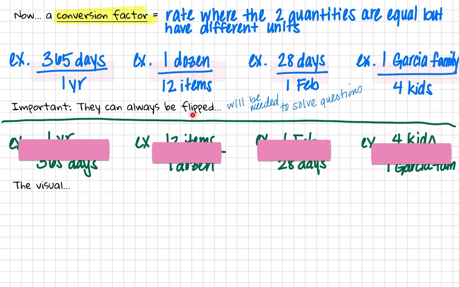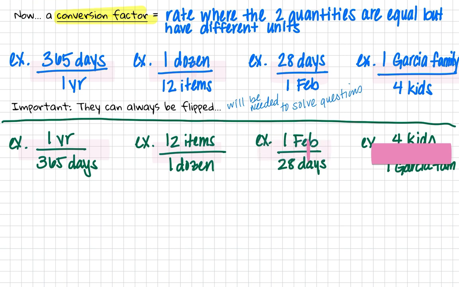Something important is that they can always be flipped, and this will be used to solve questions. So I just did more examples of flipping them. At the top, we had 365 days in the numerator. Now we have it in the denominator. I flipped this one to have 12 items at the top and 1 dozen at the bottom. I put February at the top, so 28 days went to the bottom, and I put 4 kids at the top and 1 Garcia family at the bottom.